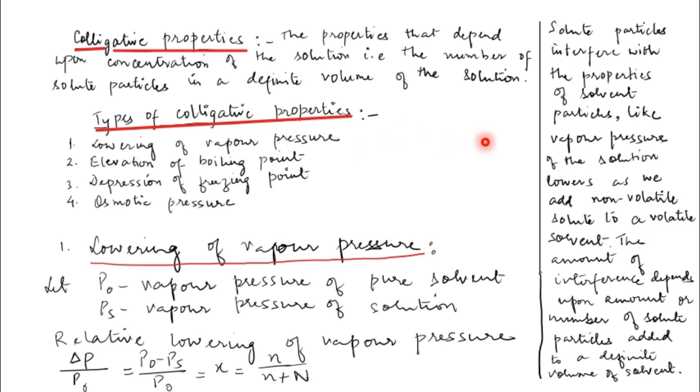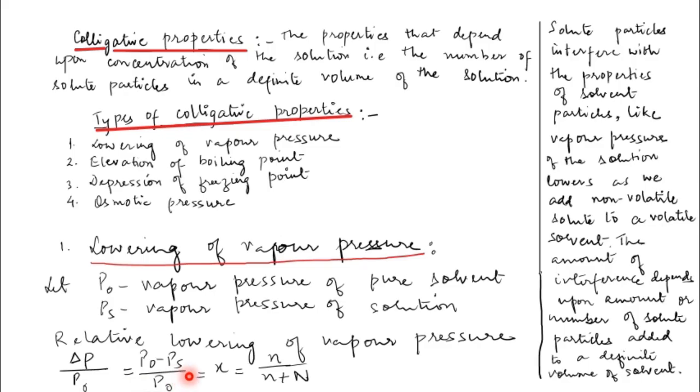One we just now discussed, lowering of vapor pressure. Second is elevation of boiling point. Third, depression of freezing point. And fourth is osmotic pressure. So first, lowering of vapor pressure. Let P0 be vapor pressure of pure solvent, PS be vapor pressure of solution. In that case, relative lowering means the ratio of lowering, that is the decrease in the vapor pressure, divided by the vapor pressure of the solvent.